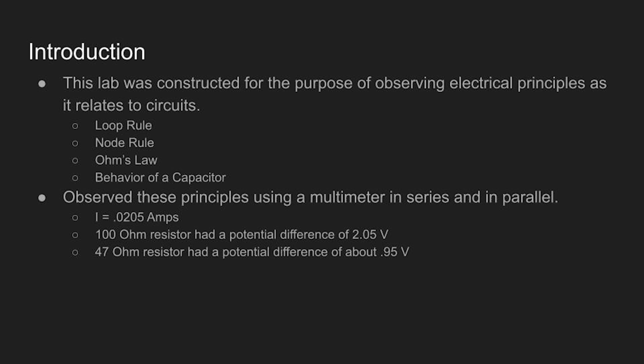of a capacitor. As a preview of some of the final results, we observed the current across the initial circuit to be about 0.0205 amps. The 100 ohm resistor had a potential difference across it of about 2.05 volts, and the 47 ohm resistor had a potential difference across it of about 0.95 volts.